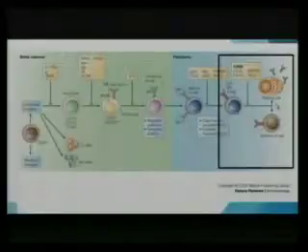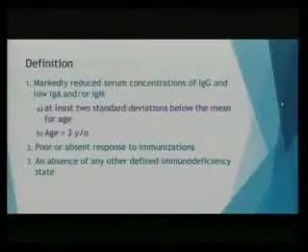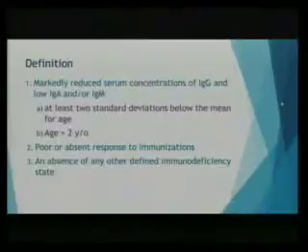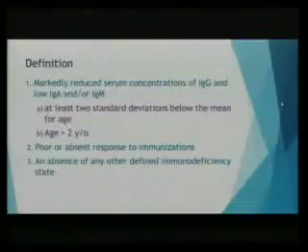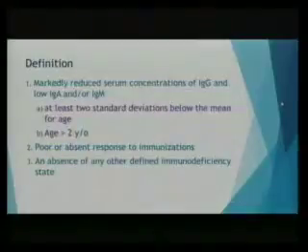And so with CVID, as you can see, we're past the mature B cells. And so when you look at the flow, you're going to see normal B cells, but you can see that the problem is when they're forming plasma cells, which are the main producers of the antibodies, or the memory B cells, which are long-lived. And so you see marked reductions of IgG, IgA and IgM, usually 2 standard deviations below. Typically, you want to wait to diagnose until age 2 or older, and you don't have other defined immunodeficiency states.